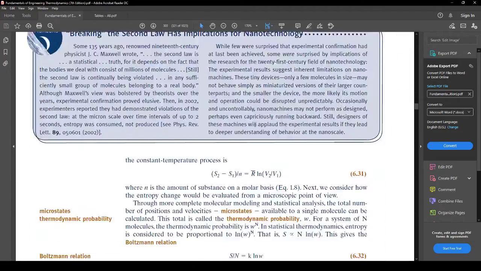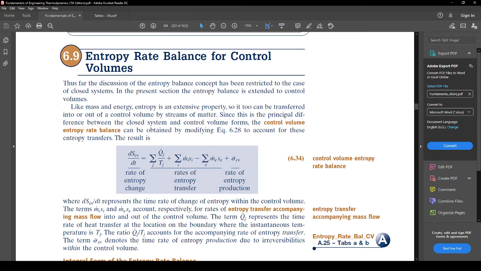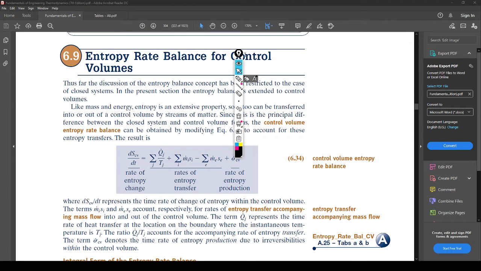Now, I told you we were moving on, right? We're moving on to the next topic, which is open system entropy rate balance. So what we're going to be focusing on now is entropy balance for open systems, which means mass is flowing in and out of the system, right? Which is different than the other one, which was closed systems where some mass is in there and nothing is leaving, right? Not much changes between them.